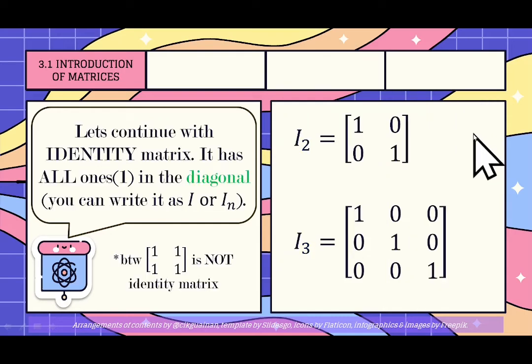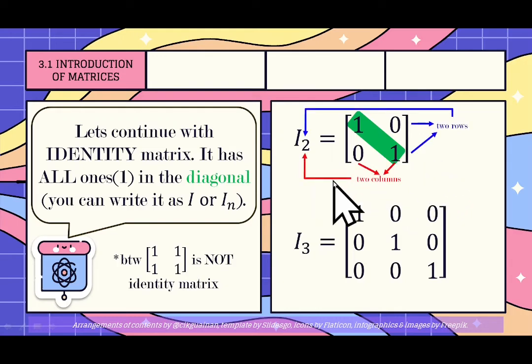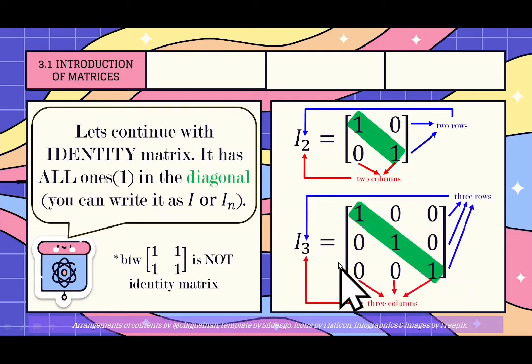An identity matrix is a matrix that has ones in its diagonal. The diagonal is somewhere over here in the green box, and it must have only ones in it and zeros in the other entries. So this is a 2 by 2 example of an identity matrix. And this one is a 3 by 3 example of an identity matrix, as you can see over here.